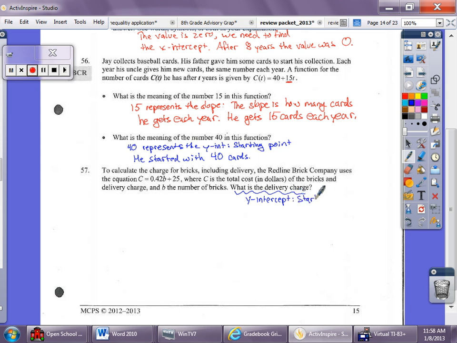It's our starting point. It doesn't matter how many bricks we have, there's always going to be a $25 delivery charge, whether we get 10 bricks or we get 10,000 bricks. So the delivery charge is going to be $25. That's our y-intercept, or the starting point.